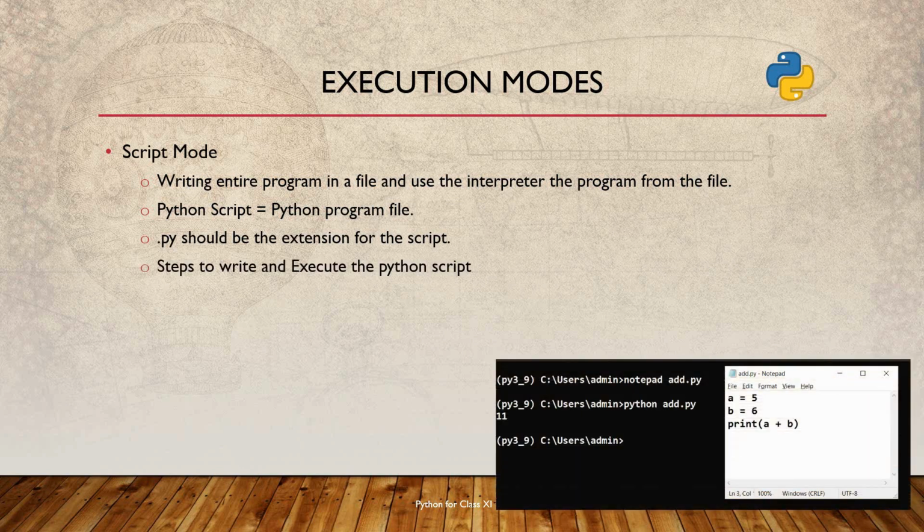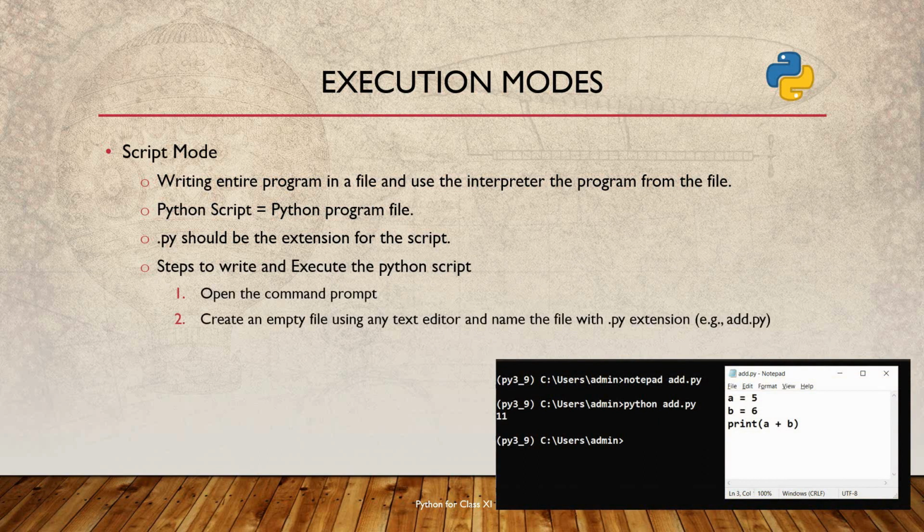Now I am going to give you the various steps to write and execute a Python script. The first thing is we need to go to the command prompt, and then we need to create an empty file using any text editor, and name that file using the extension py. Then we need to write all the statements required for that program, and save that file again. After that we need to execute the Python script. For that we call the Python interpreter using the command python, and then supply our Python script as input to that interpreter. Now I will show this entire process live.